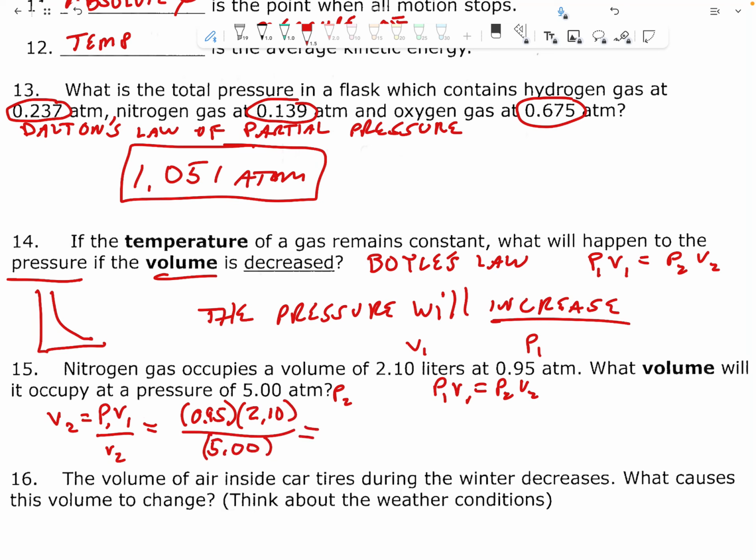When you calculate this out, you multiply the top and divide by the bottom, you get 0.399, okay? And that would be the volume, and that would be liters, okay?